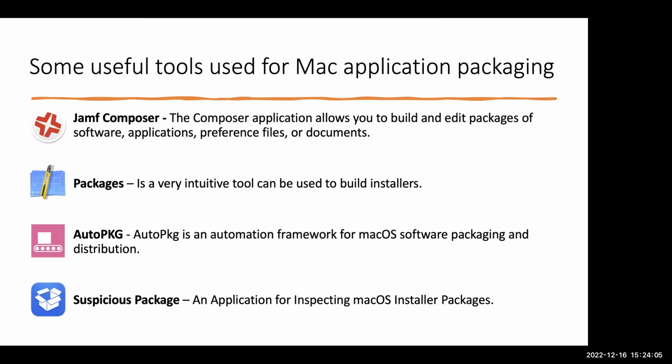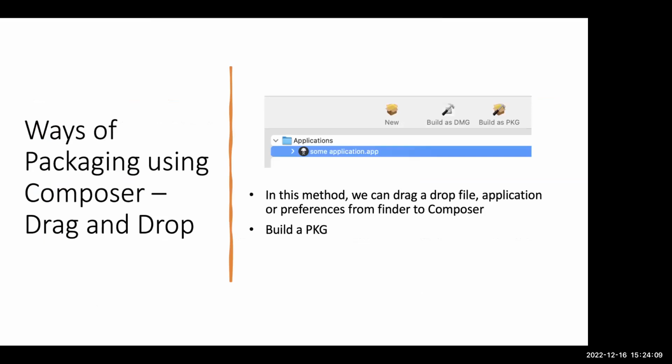With that, we'll dive a bit deeper into Jamf Composer, and how we can use Jamf Composer to build different types of packages. One very common way is to use the drag and drop feature. So you can simply drag and drop a file within the Composer window, and it will automatically replicate the file structure along with the source files. You can build a PKG out of it, and you can deploy it to the endpoints.